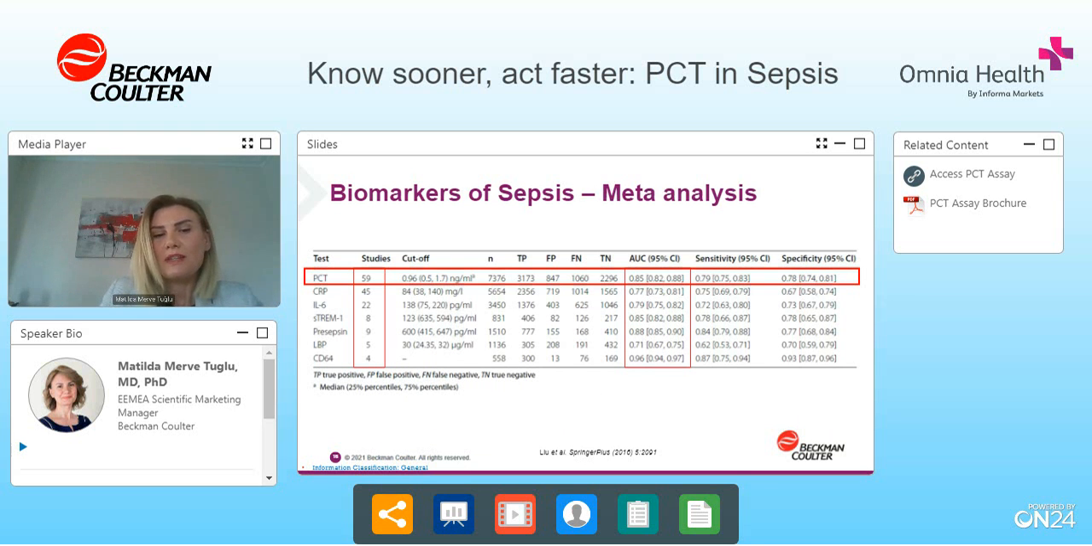Amongst the many biomarkers used in sepsis, procalcitonin, C-reactive protein, and interleukin-6 are the ones that have been the most studied. As shown in this meta-analysis, many studies have demonstrated the performance of procalcitonin for the early detection of sepsis, and according to this study, procalcitonin is showing a large area under curve with relatively good clinical sensitivity and specificity for the detection of sepsis.